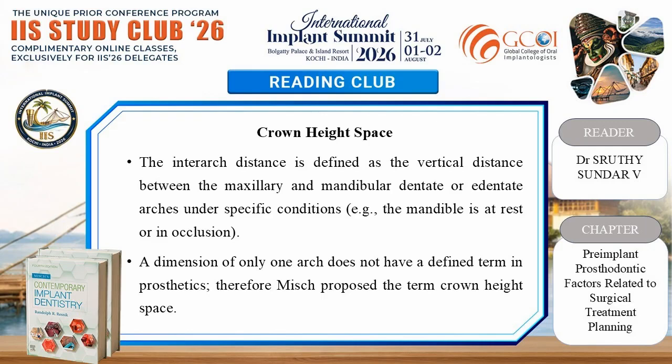The inter-arch distance is defined as the vertical distance between the maxillary and mandibular dentate or edentate arches under specific conditions. Example, the mandible is at rest or in occlusion. A dimension of only one arch does not have a defined term in prosthetics. Therefore, Misch proposed the term crown height space.